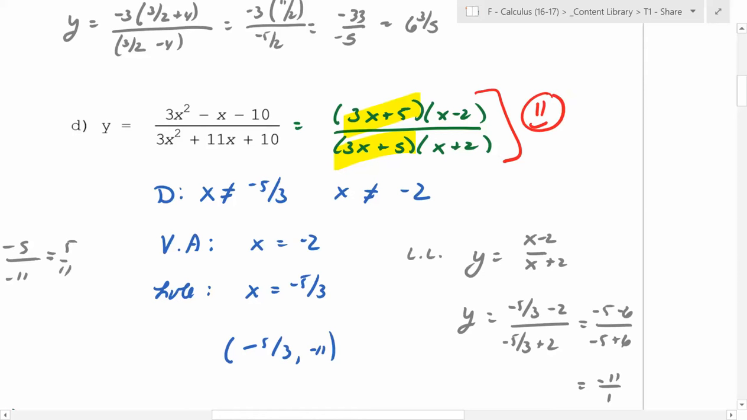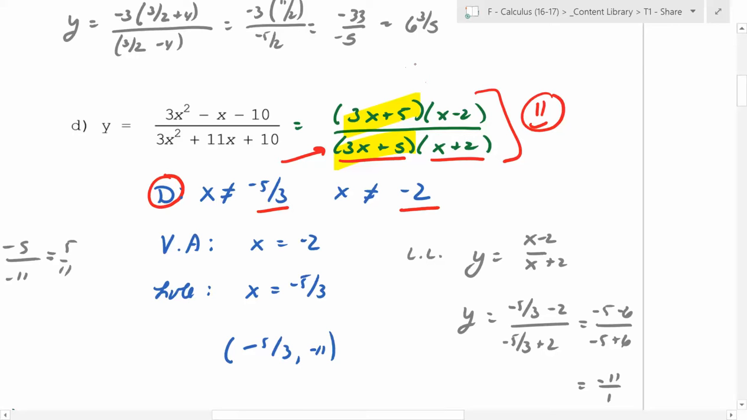So before you cancel, what do you find? The domain. Before you cancel, you find the domain. So what are the things that you can't plug in for x? Those are the numbers that would make the denominator 0. So those two numbers are going to be -5/3 and -2, because -5/3 makes that 0, -2 makes that 0. With me so far? Then you cancel, and you can get the vertical asymptote.